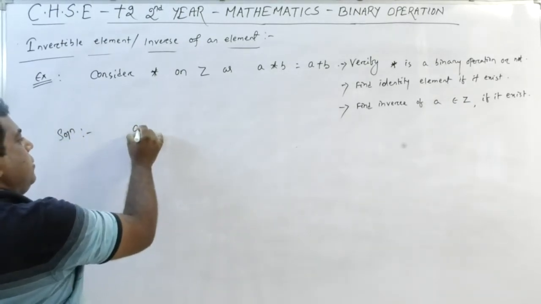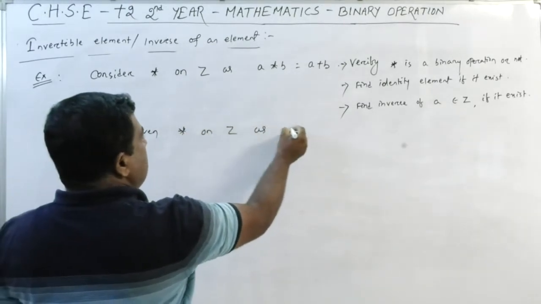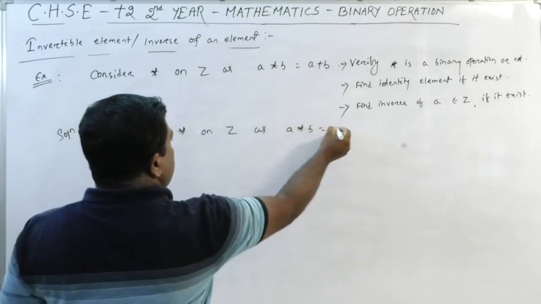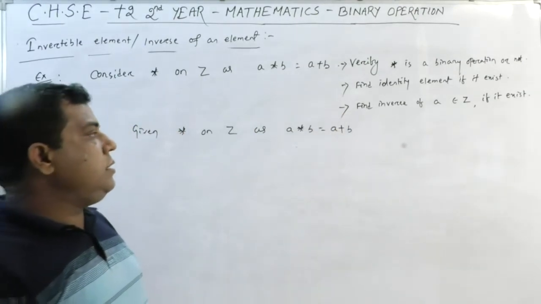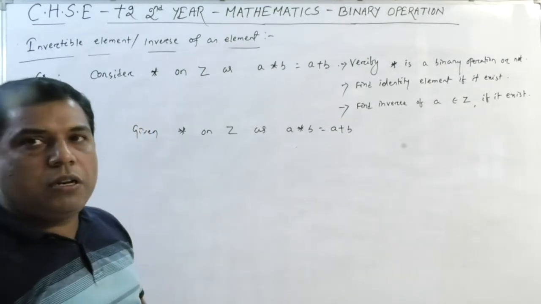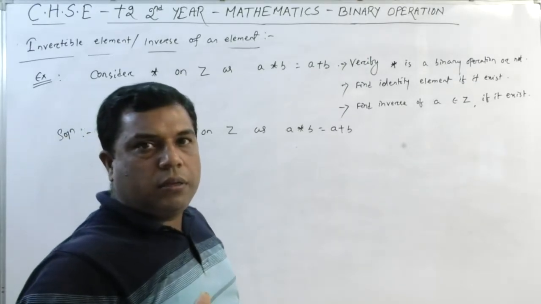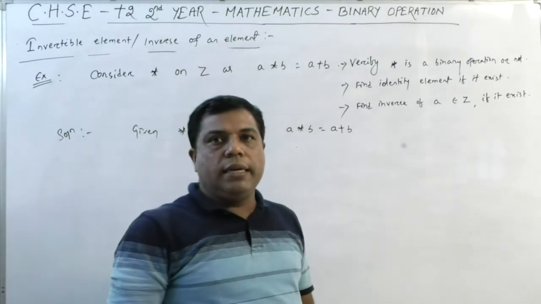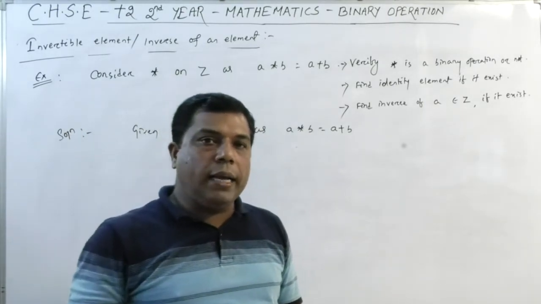So given star on Z as A star B equal to A plus B. This is the definition given, the binary process is defined. Now you see, is it a binary operation or not? What do you think, my dear students? Yes, it is a binary operation.